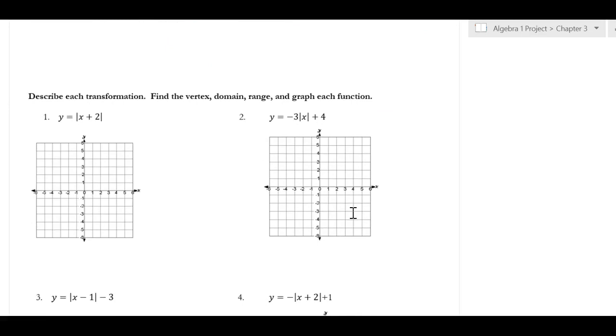Okay, so I would like you to try 1 and 2. When you think you have it, go ahead and press 3. Press play.